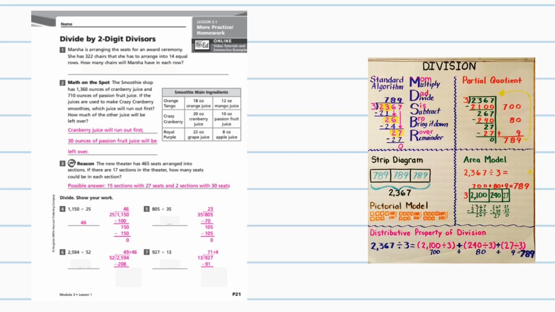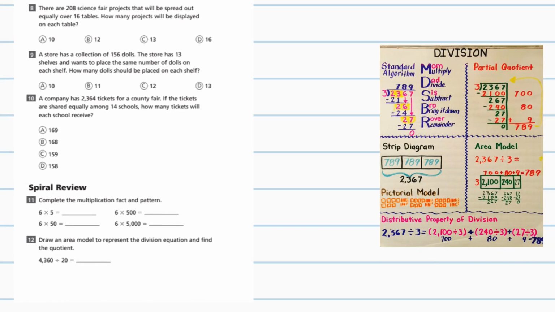For number 7, 927 divided by 13. For this one, we have 13 times 7 equals 91. 92 minus 91 equals, and you do the subtraction, bring down the 7, and finish out this problem. And for your last page of homework this week, you guys are on your own. Please remember to use the steps that we have used so far.